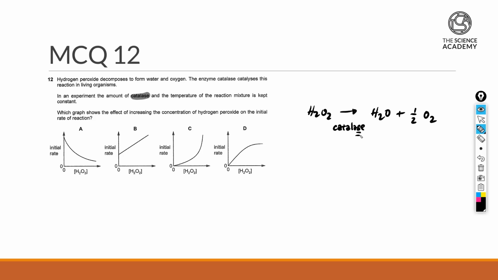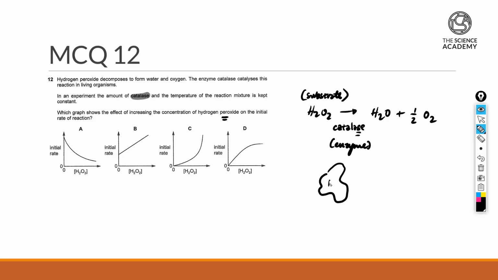So we are trying to find out what's the effect of increasing the concentration of hydrogen peroxide. So if catalase is the enzyme, peroxide here would be the substrate. Now one thing to note here is that the enzyme is able to react with the substrate because of a particular area on the enzyme known as the active site itself.